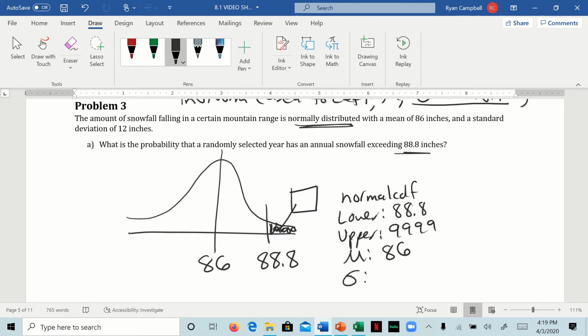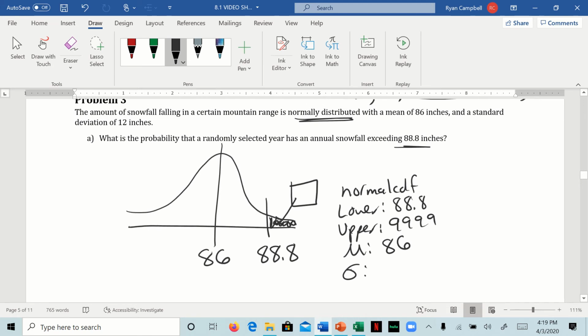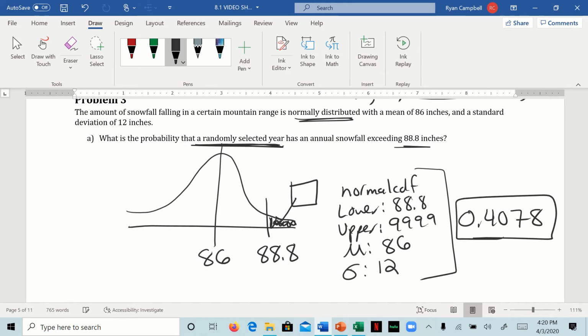Pause! So hopefully I scared you, because hopefully you remembered, right? It's sigma or sigma divided by square root of n. So how many years are we looking at? What's our sample here? It's just 1, right? So because it's just 1, we just write 12. Just that, right? We don't have anything to divide by. So when we do normal CDF, 88.8, 9999, we end up with 0.4078. So that's our final answer, 0.4078.